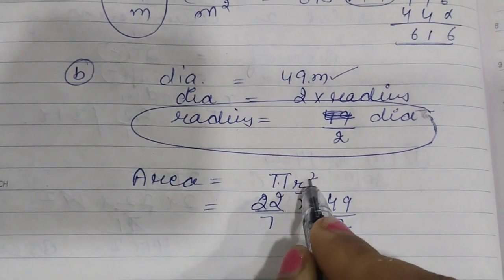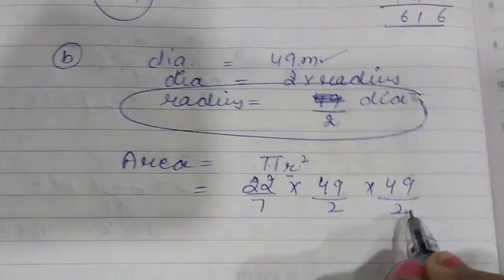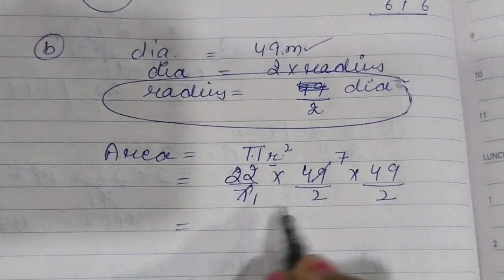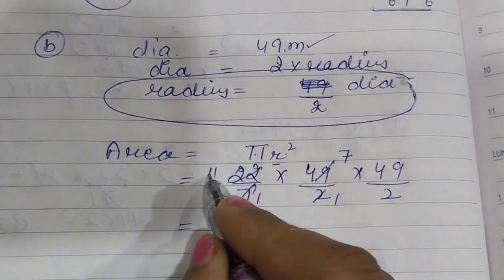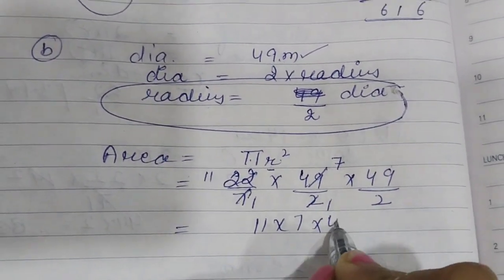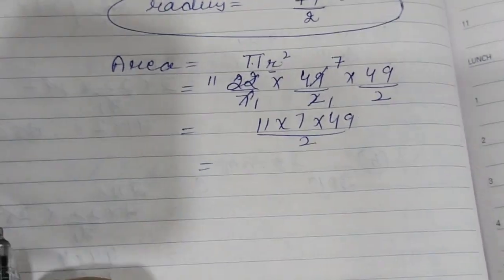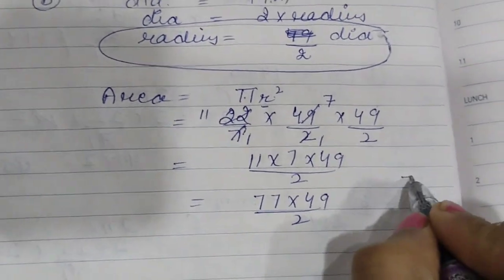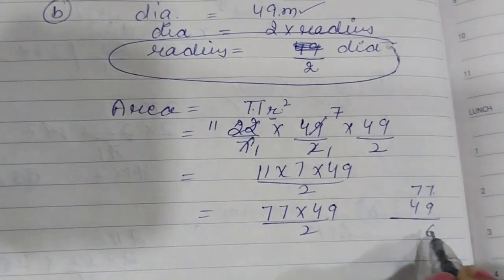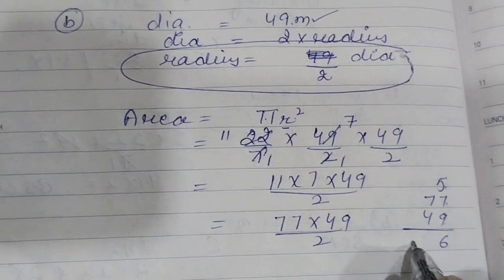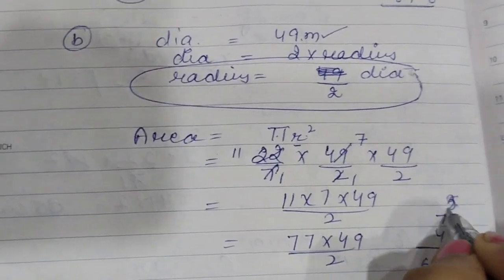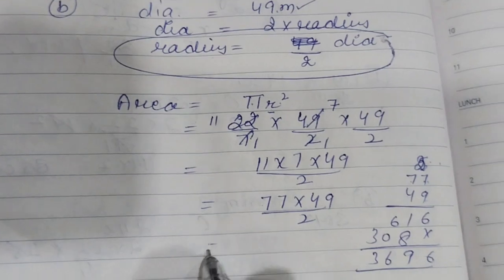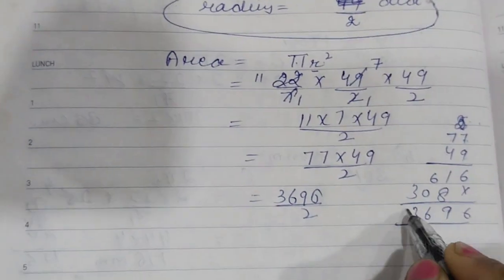49 divided by 2. Since it is squared, this quantity should be written twice. Now 7 ones are 7, 7 sevens are 49. 2 ones are 2, 11 twos are 22. It is 11 into 7 into 49 divided by 2. 11 multiplied by 7 is 77, multiplied by 49 divided by 2. 9 sevens are 56 and 5, 61. 7 fours are 28 and 2, 30. 3, 6, 9, 6 divided by 2.